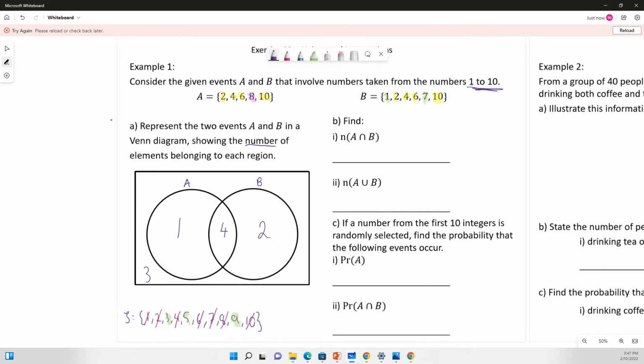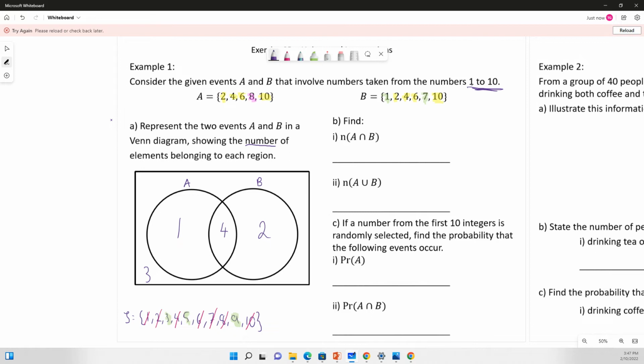So now we've done the hard work of representing these events on our Venn diagram. These follow-up questions can be quite a bit easier. So even if you weren't able to do the Venn diagram on your own, I'd suggest now pausing and trying to find the answers to these questions here on your own. I'm going to go through the answers now.